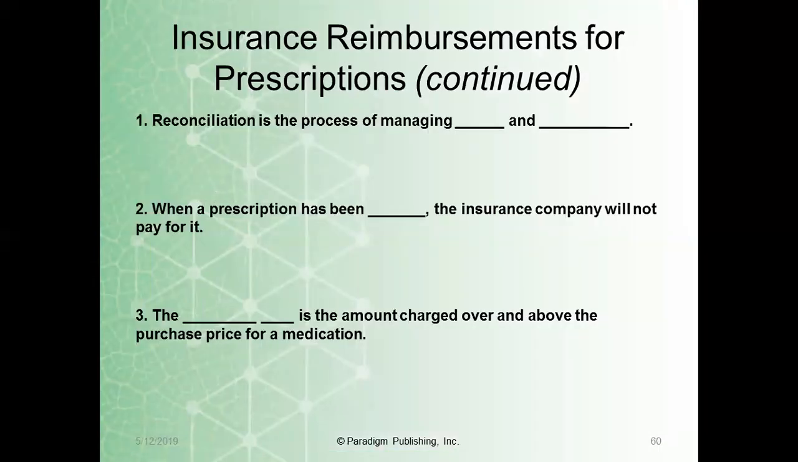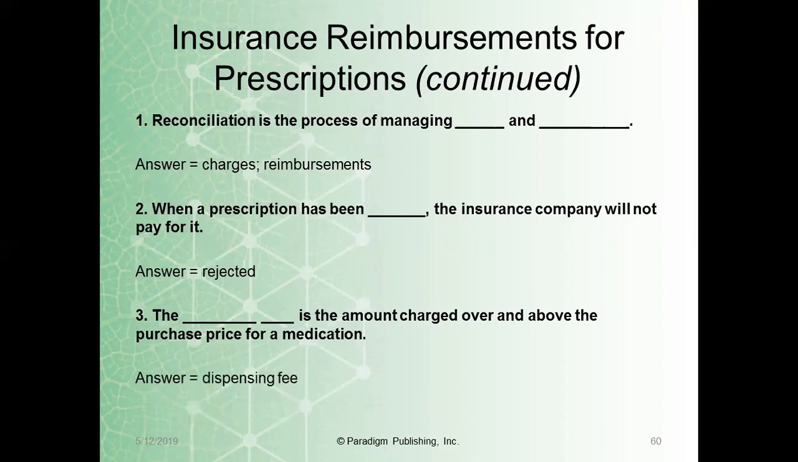So let's go over this. Fill in the blank. Reconciliation is the process of managing blank and blank. So managing charges and reimbursements. When a prescription has been blank, the insurance company will not pay for it. So when a prescription has been rejected, the insurance company will not pay for it. So as a pharmacy technician, you have to figure out why that claim was rejected.